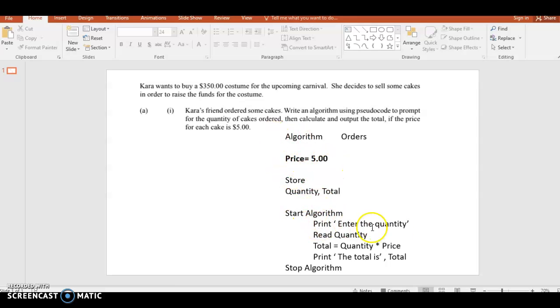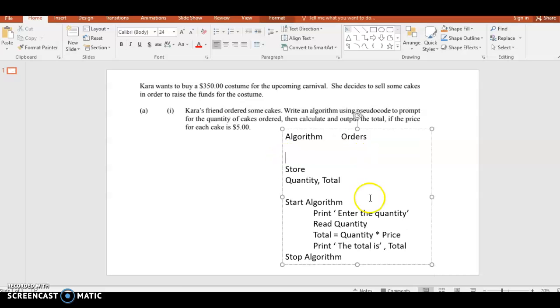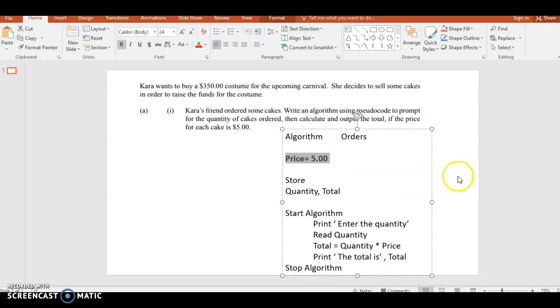So again, we ask for the quantity, we read the quantity, and they said the total is quantity times price. Now, if I did not have this listed there, I could have simply said total is equal to quantity times 5. So I hard code the 5 into the pseudocode. So this is what we are accustomed to, right? So you utilize 5 in the calculation, and that is quite okay. But you can also utilize your constants, and constants have a very effective place in algorithms and programs.